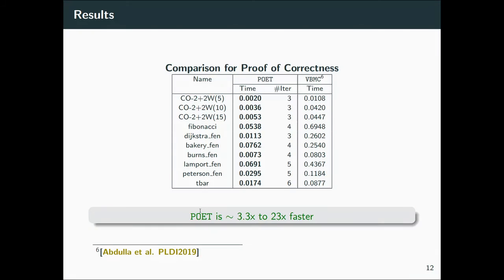Here we show the comparison of poet with VBMC over non-buggy benchmarks. Remember that VBMC is a bounded technique. Hence, the inability to find the bug does not equate to the proof of correctness, while our results show the time taken to prove the correctness of these benchmarks. Poet outperforms VBMC over all of these benchmarks as well.